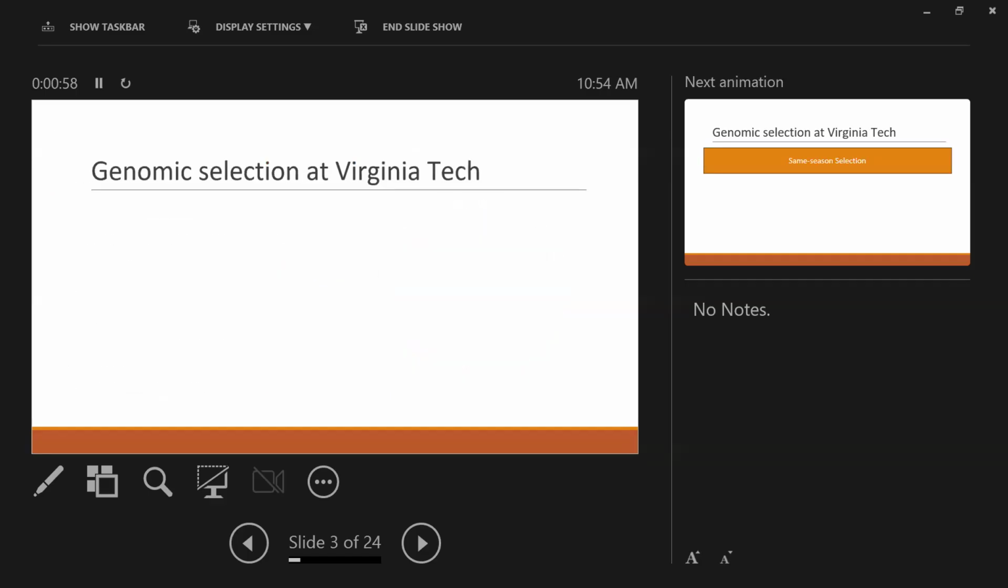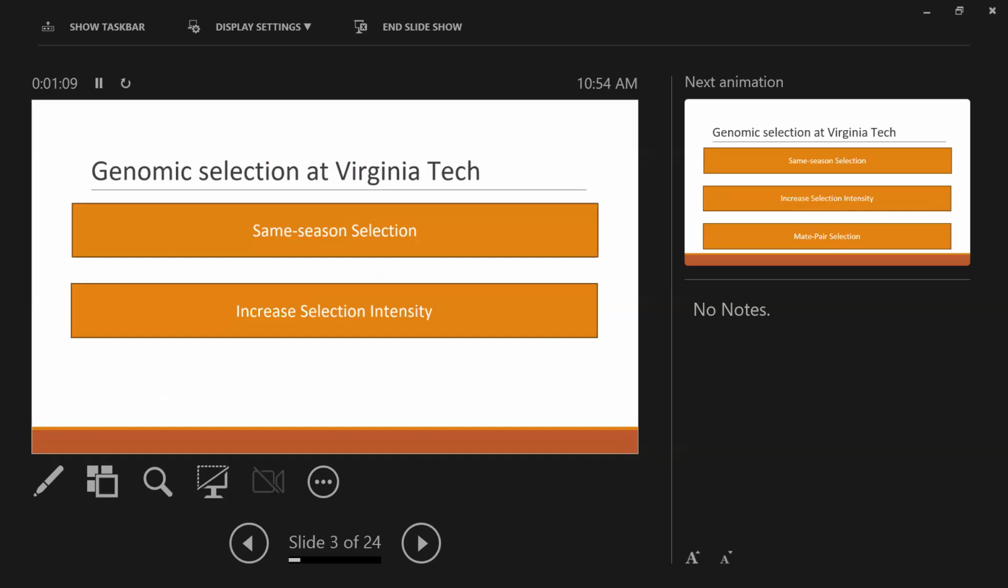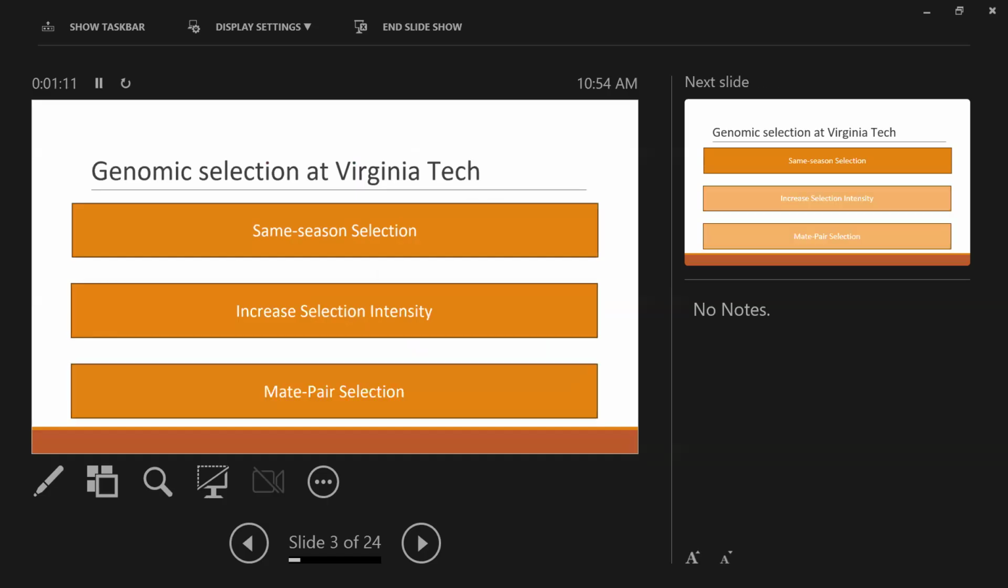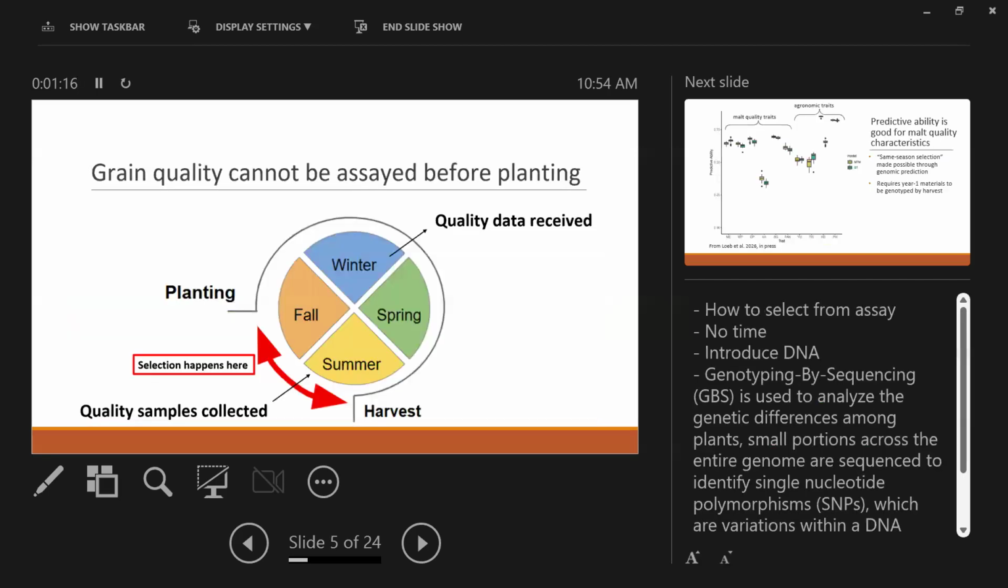And ways we're using genomic selection within our program are same season selection, for those traits that we can't actually get the data on in the field before we make the selection, increasing the selection intensity, and mate pair selection. So first off, same season selection.